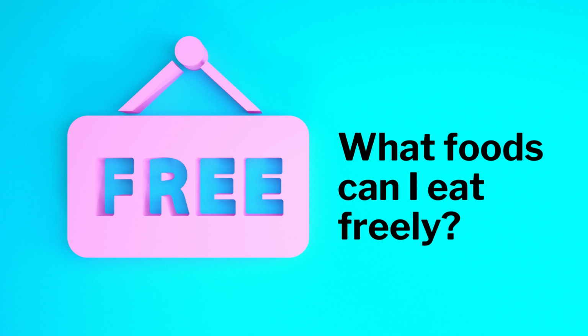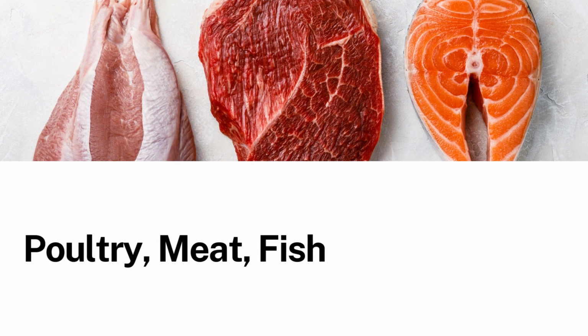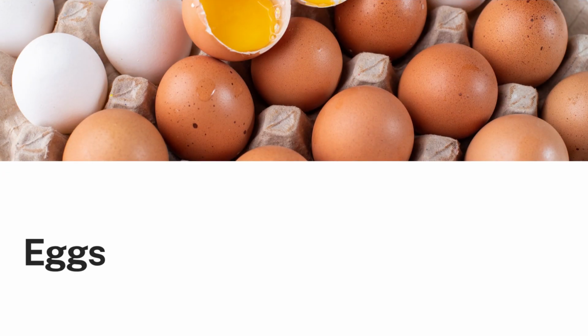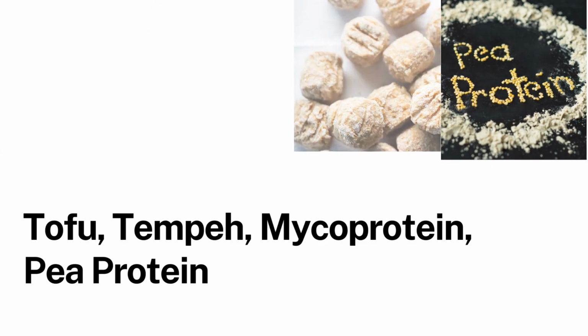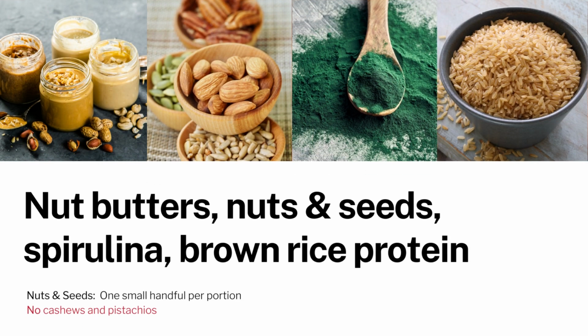So what other foods can you eat freely? So poultry, meat, fish, all absolutely fine. You can eat those completely freely. Eggs cooked in any way, shape or form, absolutely fine. Tofu, tempeh, mycoprotein, pea protein, all absolutely safe on the low FODMAP diet. And finally, nut butters, nuts and seeds, spirulina, brown rice protein, all totally acceptable.